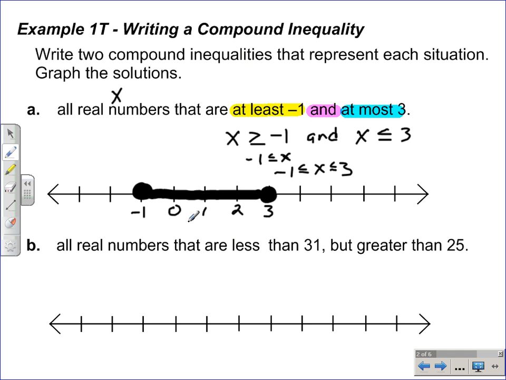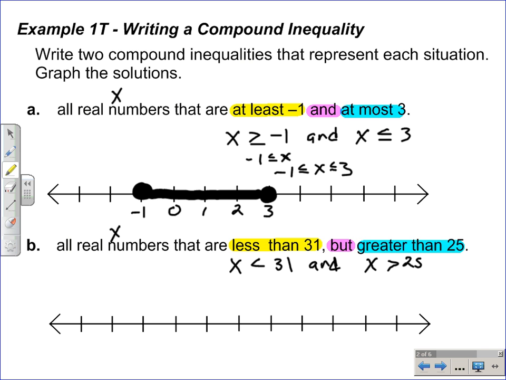In example B, we have all real numbers that are less than 31 but greater than 25. Similar to the last example, "all real numbers" gives us our variable x. We have to translate all real numbers that are less than 31 but greater than 25. I highlight the "but" separately, even though it's part of "greater than 25," because that "but" implies the word "and." So we're going to have here x is less than 31. The way this is worded implies an "and" relationship: it has to be this and this to be true.